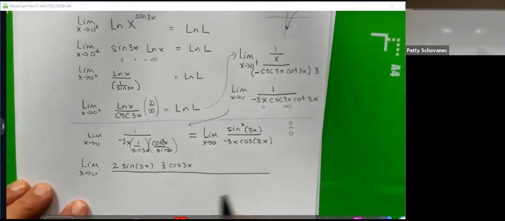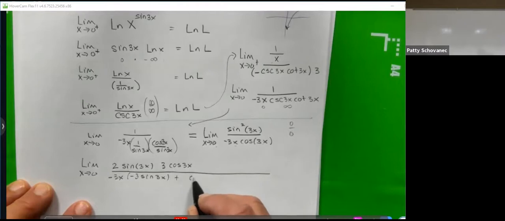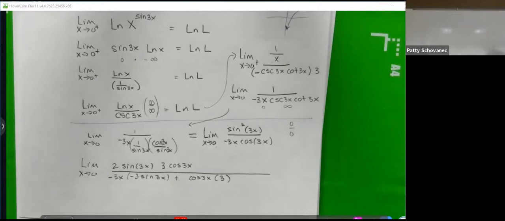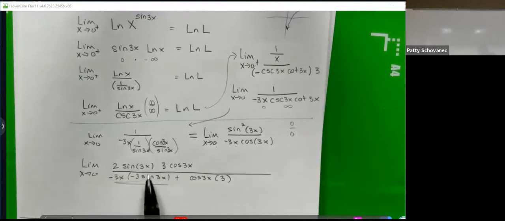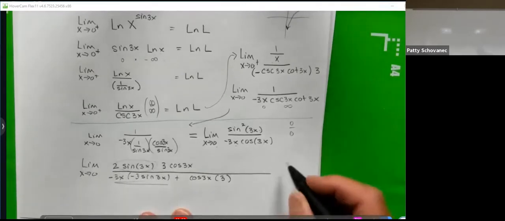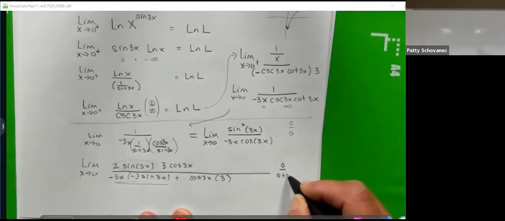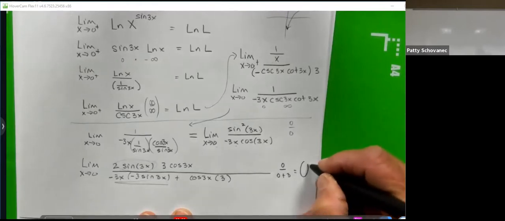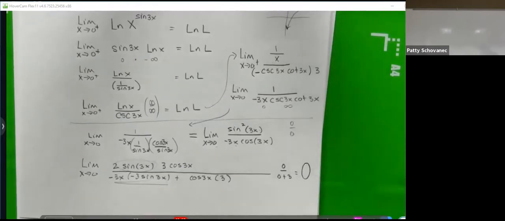Downstairs, we've got a product rule. So there's the first times the derivative of the second plus the second times the derivative of the first. I think we're done here because I got a 1 down here at the denominator, or at least a 3. This term is 0. This term is 0. So we have 0 over 0 plus 3. By gosh, by golly, that's a big old 0.